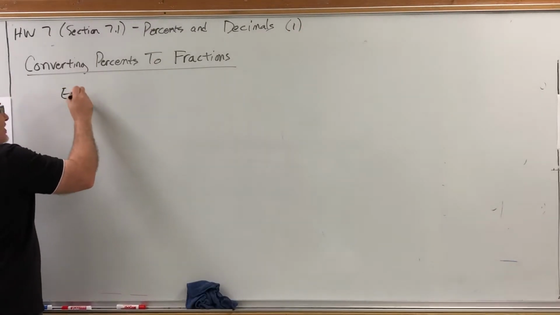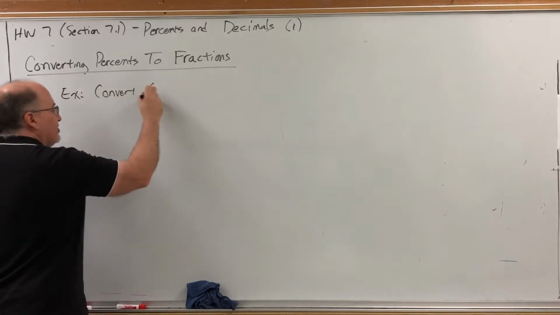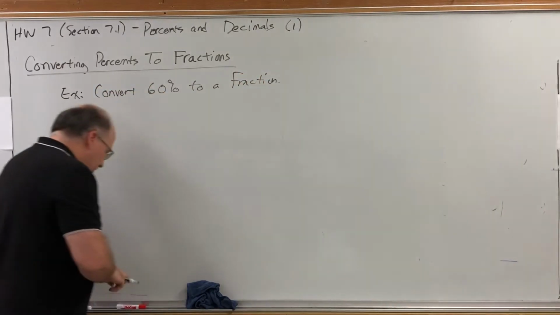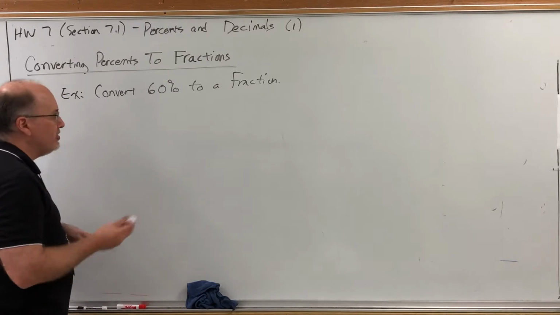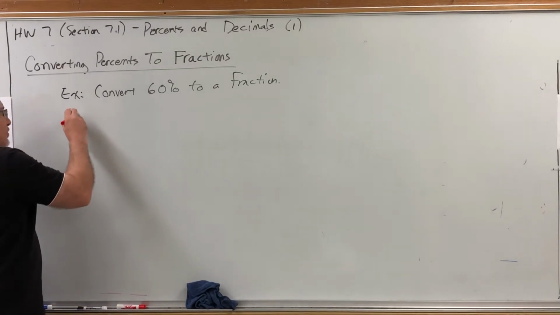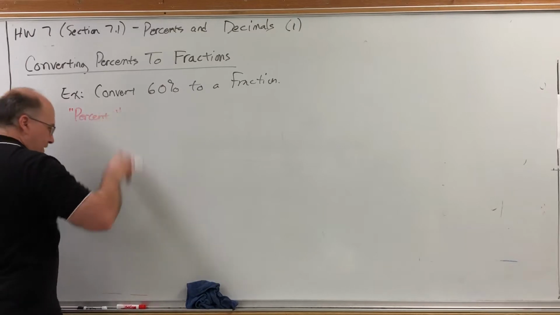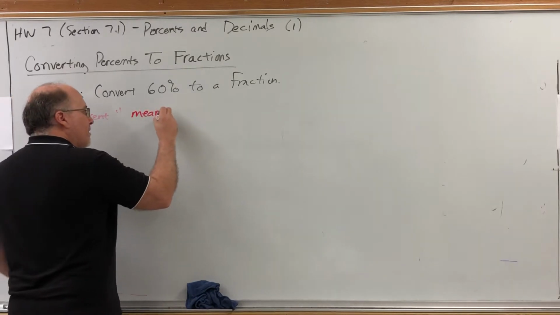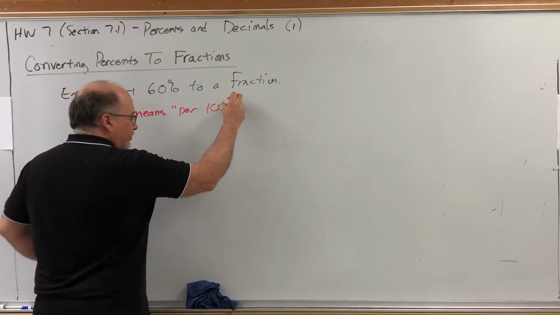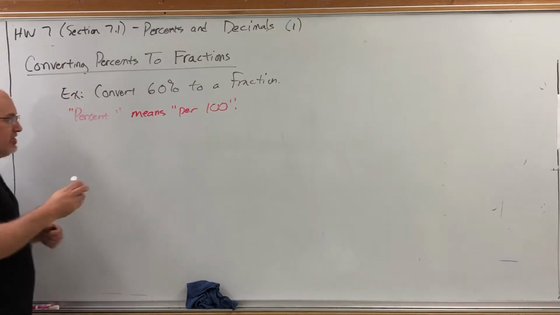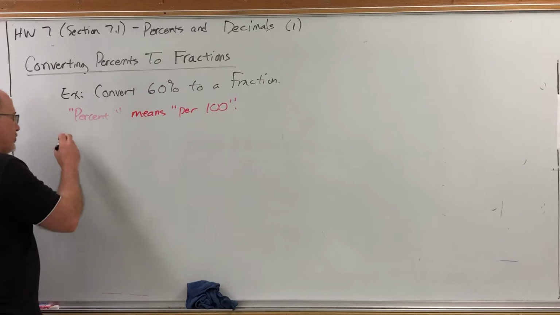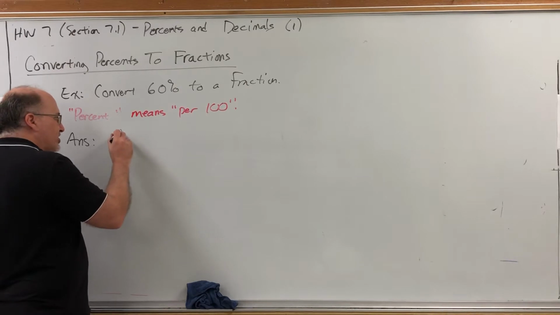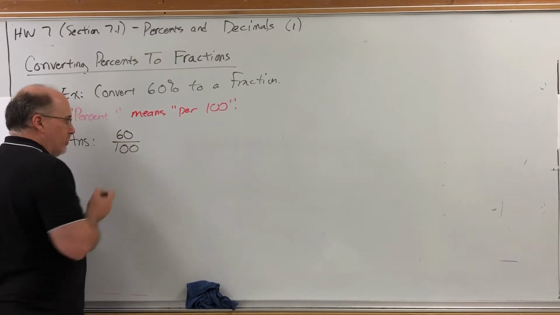For example, let's say I ask you to convert 60% to a fraction. The trick to converting a percent into a fraction is to understand what percent means. Percent means per 100. So when we say 60%, we literally mean 60 per 100. So in order to convert a percent into a fraction, you just put the percentage on top of 100. That's all you have to do.